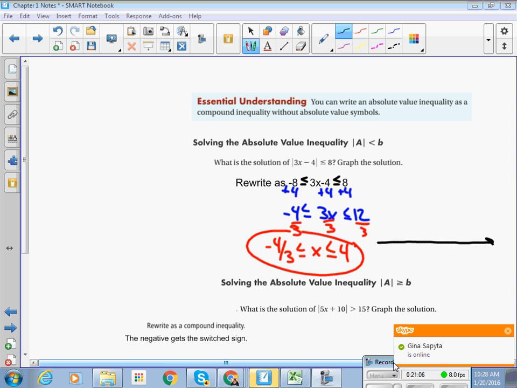So I got a number line. Guess which two numbers are going to go on my number line? I'm going to have closed circles because I have an equal to. And I'm going to shade in between.